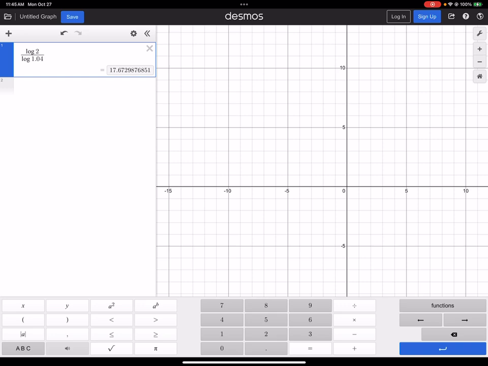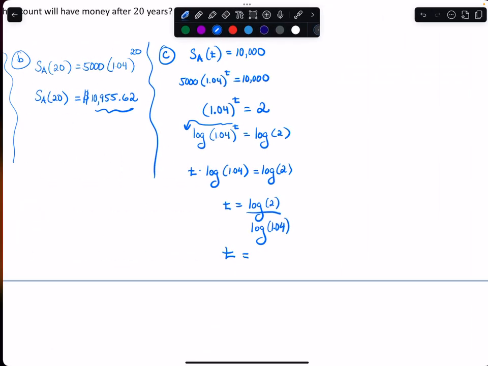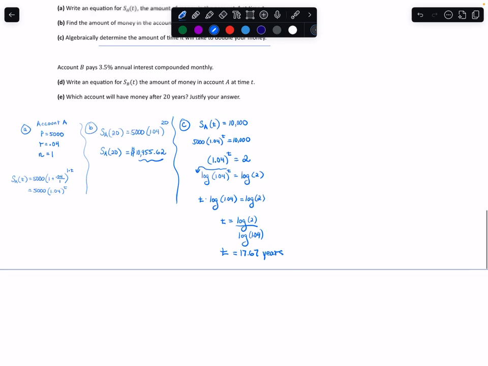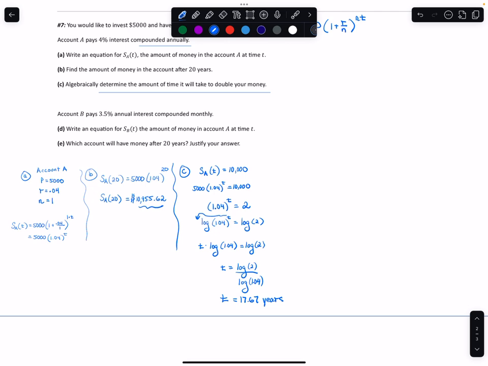It is what it is, right? So 17.67 roughly. So we would say 17.67 years. Did they tell us where to round to? No, so that's a fine answer.